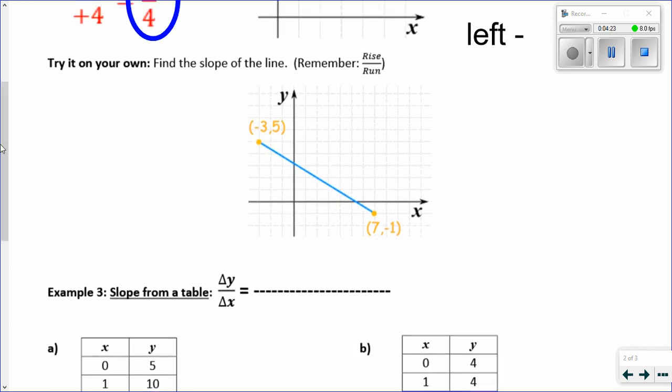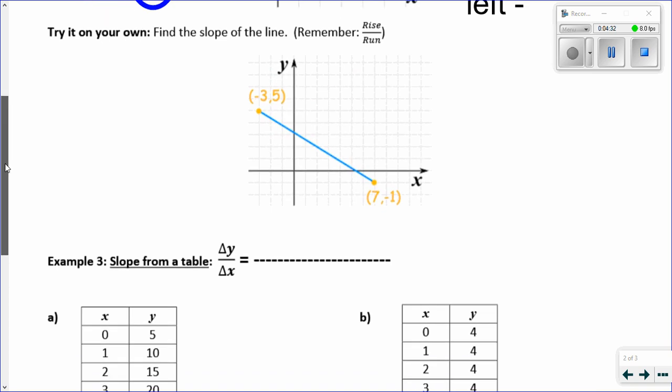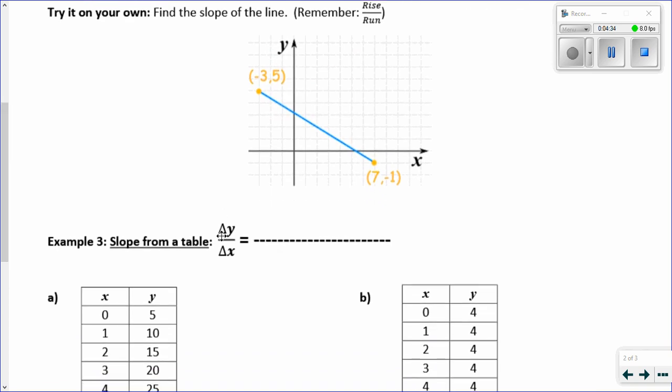Now, finding slope from a table, you could plot these on graphs. It's totally fine if you wanted to. Another way you could do it, though, is finding the change in y. That's what that little triangle means, the change in y over the change in x. Okay? Change in y over change in x.